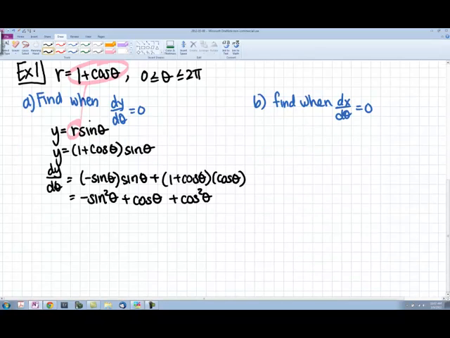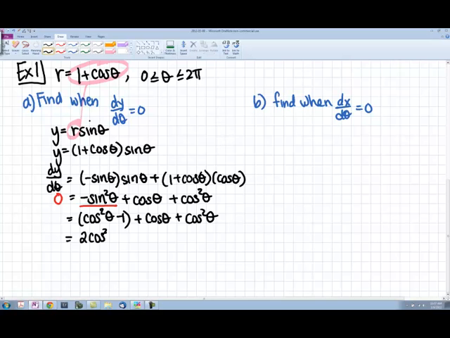Now here we have to do quite a bit of trig work. I'm going to need to set this equal to 0, and in order to solve that, I'm going to replace negative sine squared theta with cosine squared theta minus 1. That's using my Pythagorean identity. So when I gather everything back up, I have 2 cosine squared theta plus cosine theta minus 1, and I can factor this: 2 cosine theta minus 1 times cosine theta plus 1.